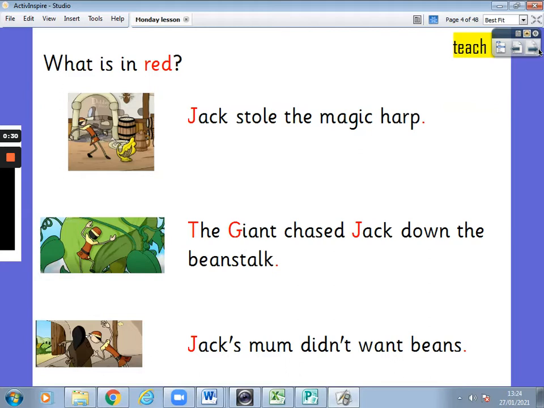First, what is in red? I'm going to read the sentences for you. Jack stole the magic harp. The giant chased Jack down the beanstalk. Jack's mom didn't want beans. Pause the video and have a look. What is in red?